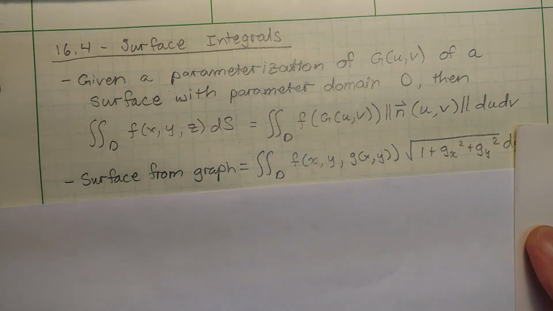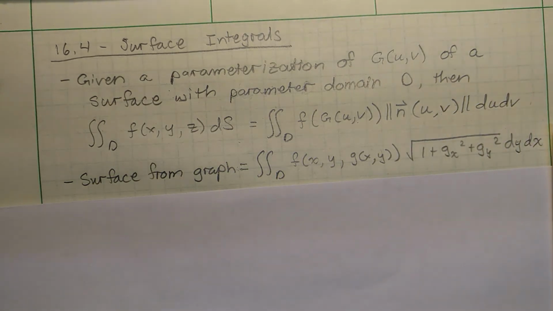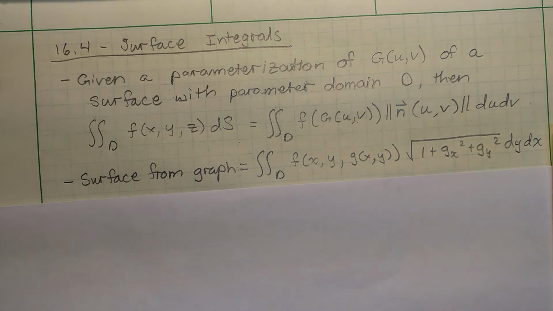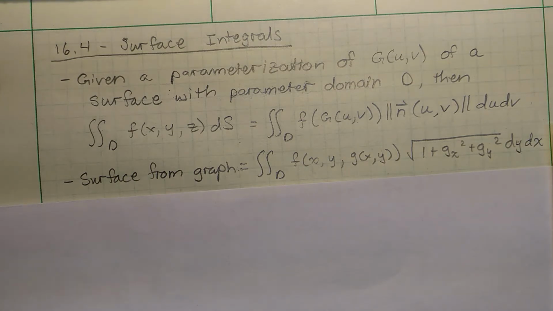And we're going to get this factor here of the square root of 1 plus the partial with respect to x of g squared plus the partial with respect to y squared. If you want to know where this comes from, you can take a look in your book, in the notes here on 16.4, and you'll find this. It's actually explained fairly well. It's on page 983, on the page with the diagram of figure 14, and their formulas 8 and 9.